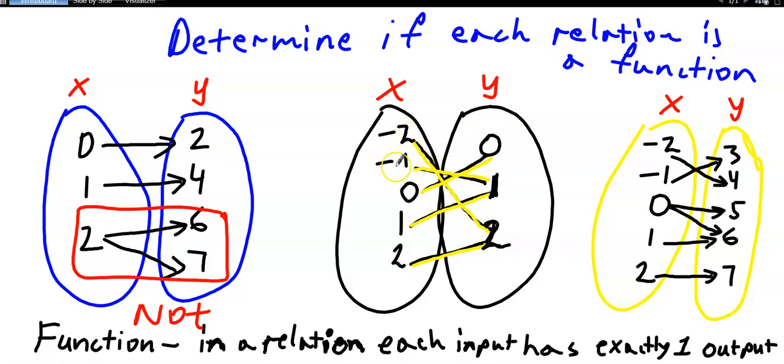-2 with 2, 0 with 1, 0 with 0, 1 with 1, and 2 with 2. None of these x values had 2 partners. So this is a function. We would have to say yes.